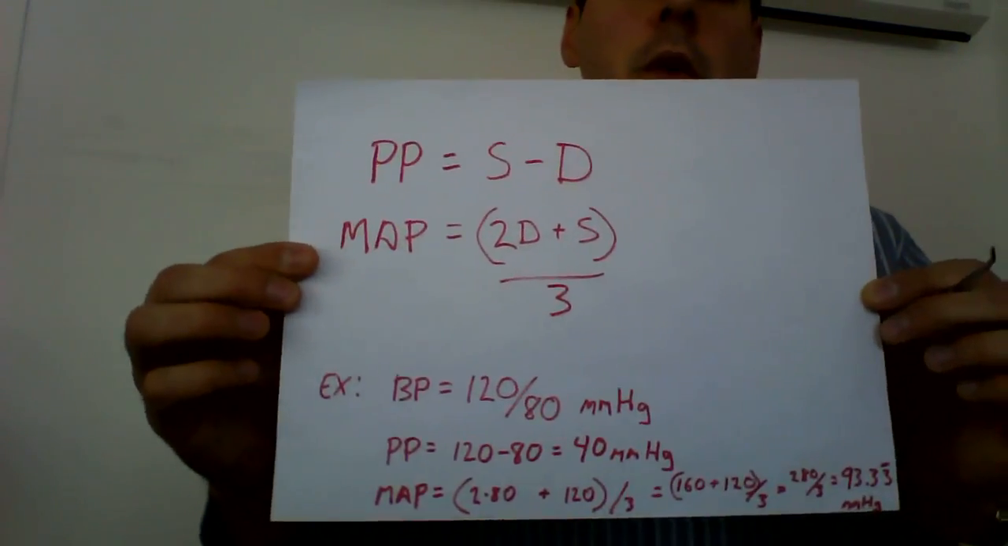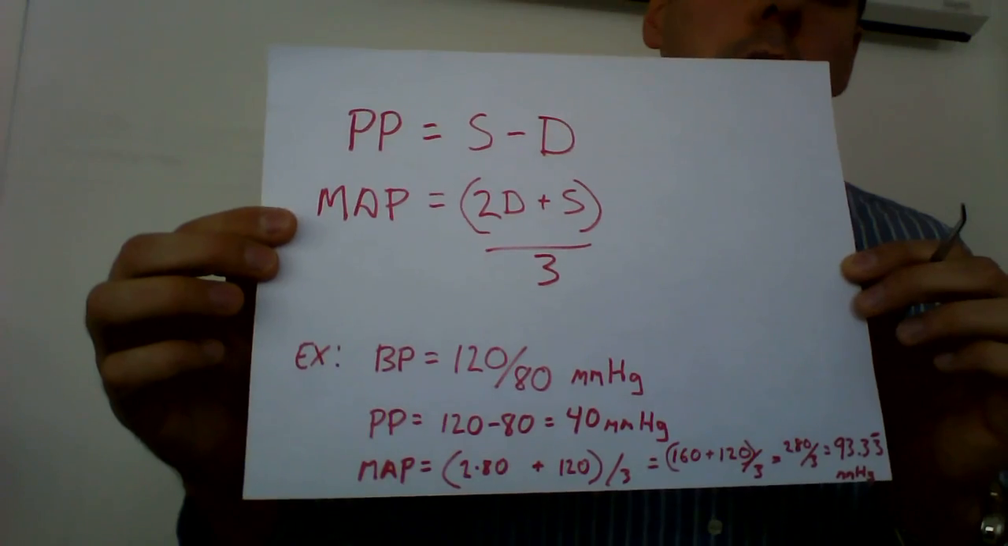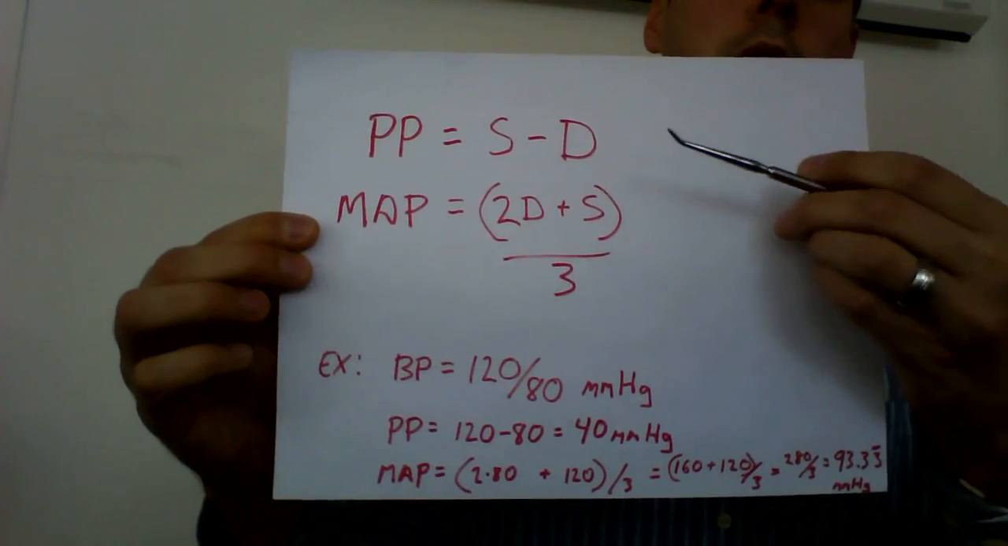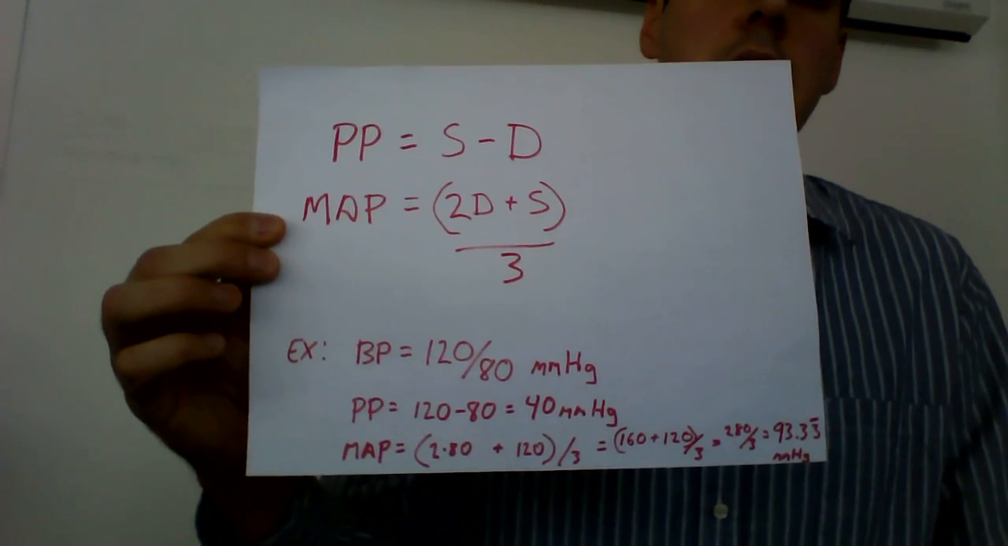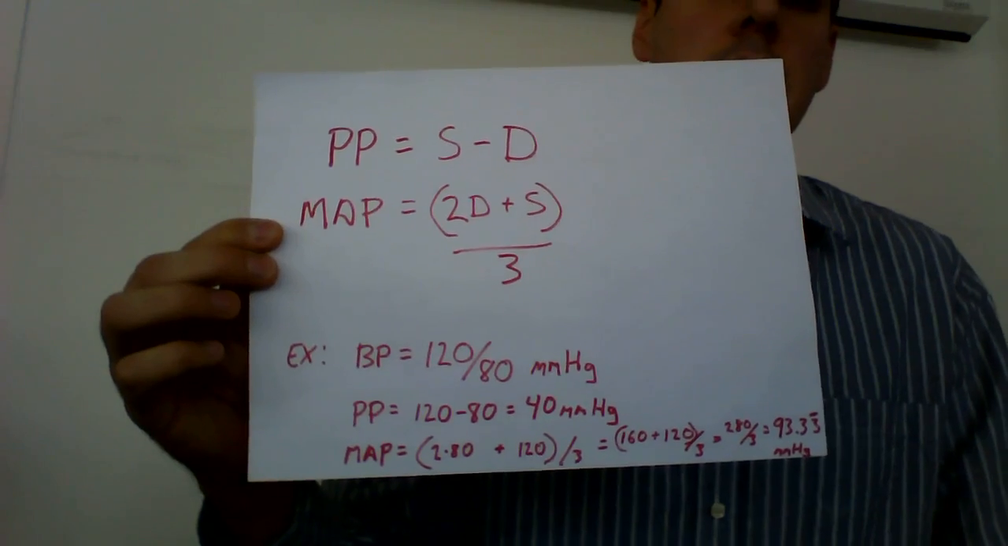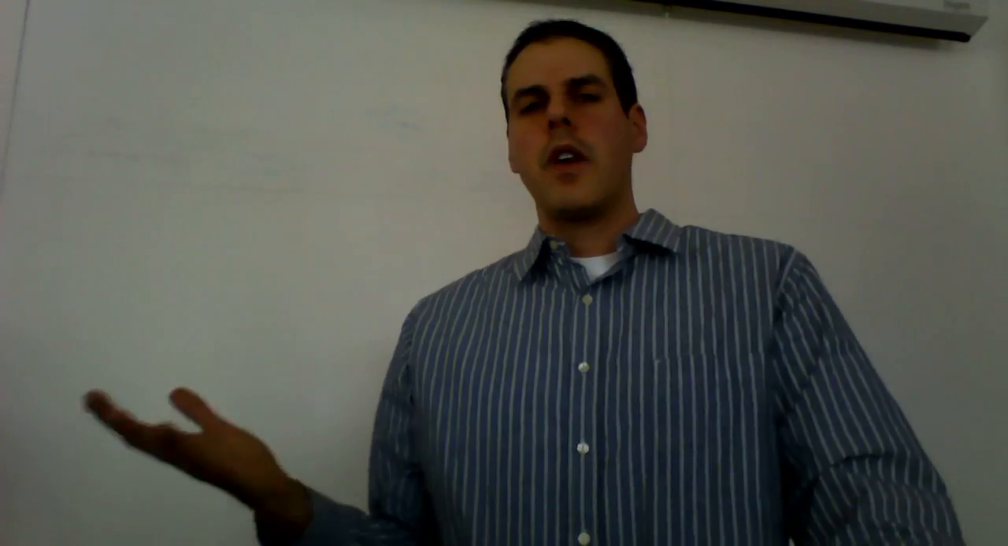What we have is 2 formulas here. We have pulse pressure and we have mean arterial pressure. And these are the formulas for pulse pressure and mean arterial pressure. Now, pulse pressure is just the difference between your systolic and diastolic pressures. So if your blood pressure is 120/80, you just subtract the 2, your pulse pressure would be 40.